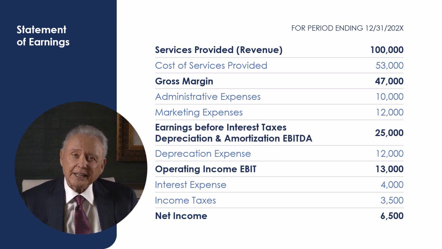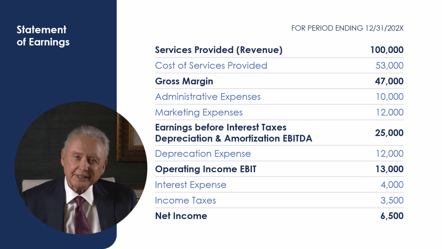A word about earnings before interest, taxes, depreciation, and amortization, EBITDA. EBITDA is not a formal subtotal in financial accounting. The Financial Accounting Standards Board, or FASB in the USA, or the International Accounting Standards Committee, or IASC, internationally do not recognize it as a formal subtotal.